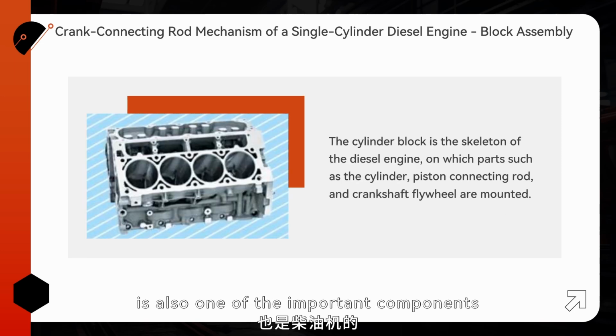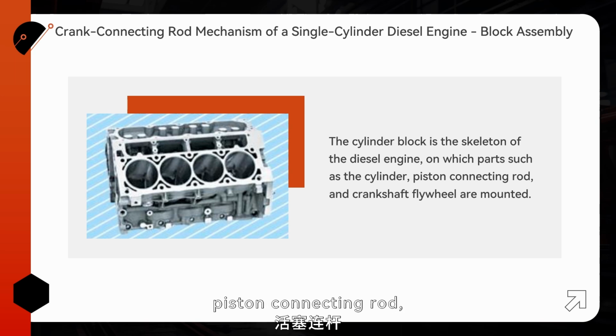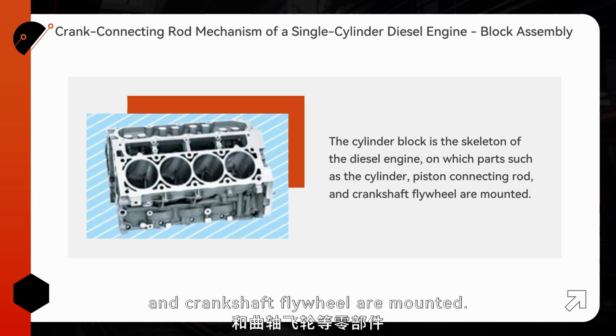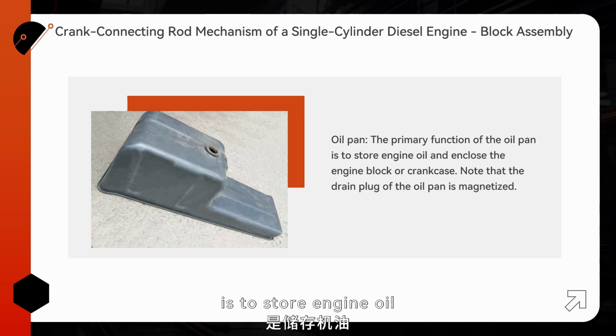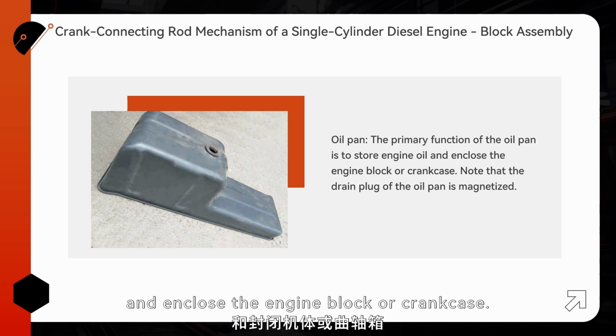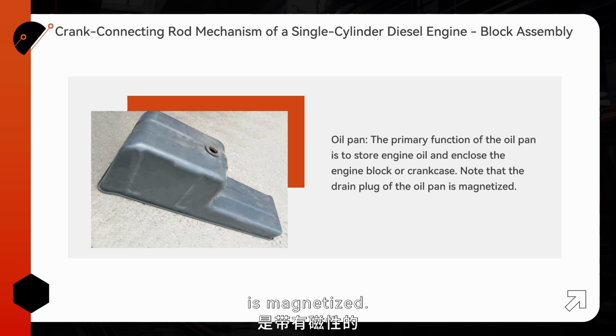The cylinder block is also one of the important components of the diesel engine, on which parts such as the cylinder, piston connecting rod, and crankshaft flywheel are mounted. The primary function of the oil pan is to store engine oil and enclose the engine block or crankcase. Note that the drain plug of the oil pan is magnetized.